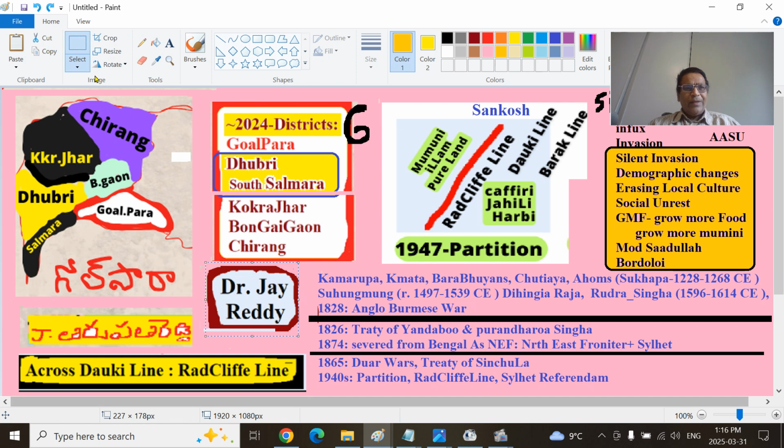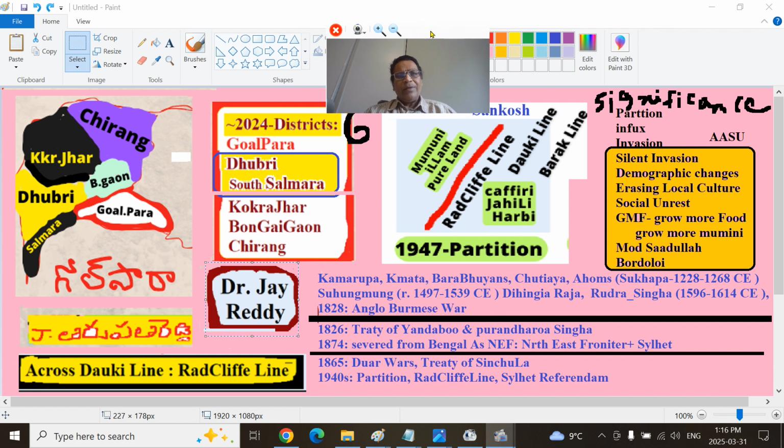This is the old GoalPara district. Now it has 6 districts as of 2025, when this video was recorded around Ugadi time, March 2025: GoalPara district, Dhubri district, South Salmara-Mankachar district, Kokrajhar, Bongaigaon, Chirang district.